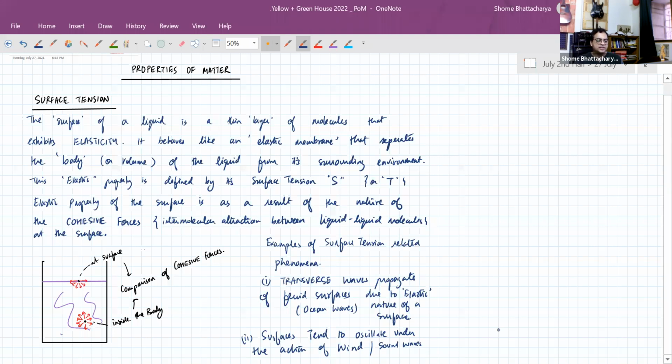If it were not the case, then transverse waves would not be propagating on a surface. There wouldn't be any elasticity to sustain the propagation of mechanical energy through a wave. Likewise, there wouldn't be any elasticity to sustain oscillation of the surface under the action of wind or sound waves, etc. So all this is evidence that the surface does act like an elastic layer of material.